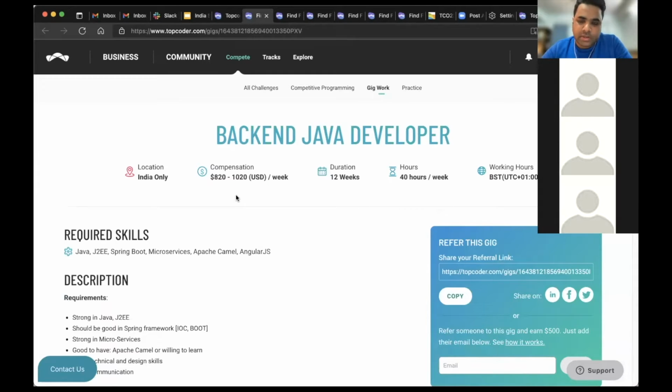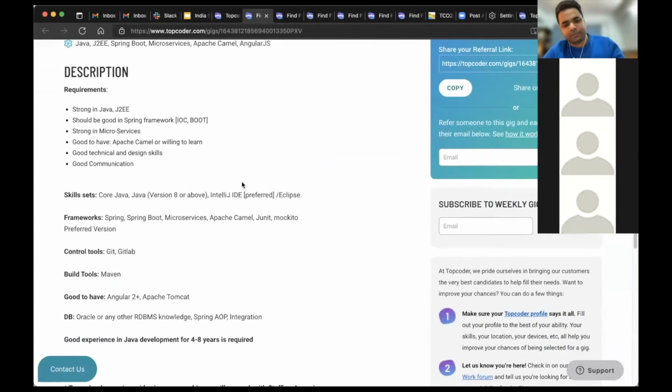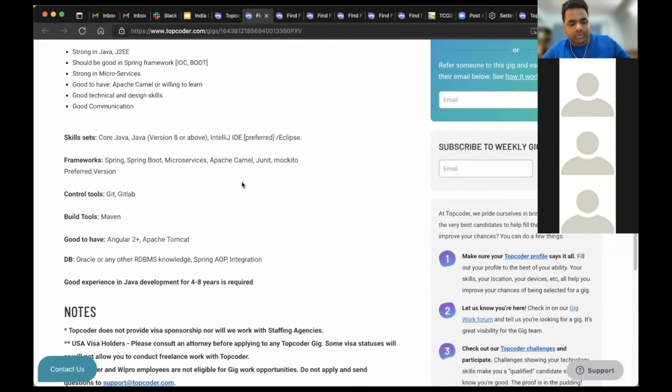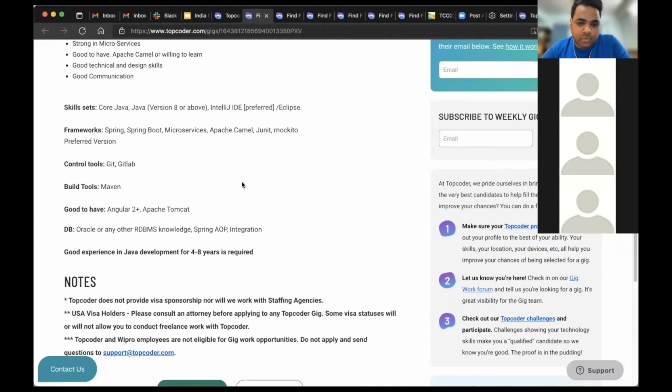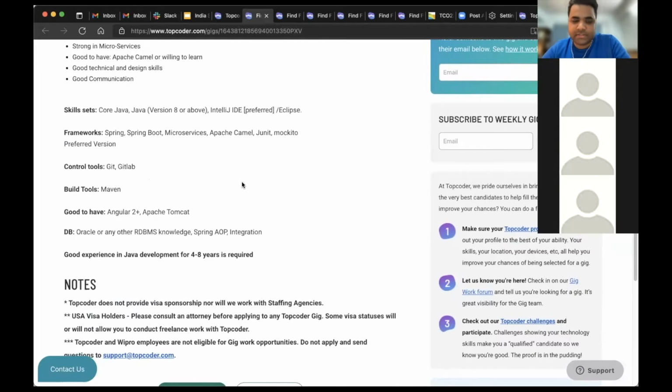One is for a backend Java developer. If you are into Java and if you can work in the backend, this is for you. Good experience in Java development for 4 to 8 years is required, and this experience can be Topcoder experience as well. It doesn't have to be in a corporate role.